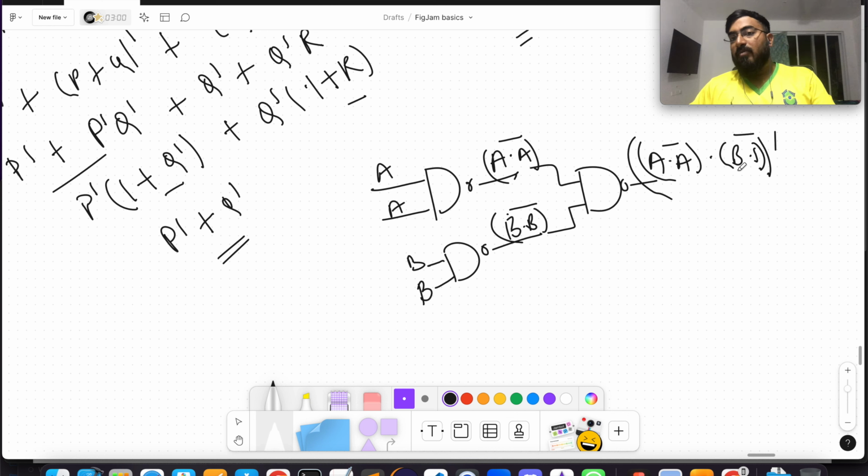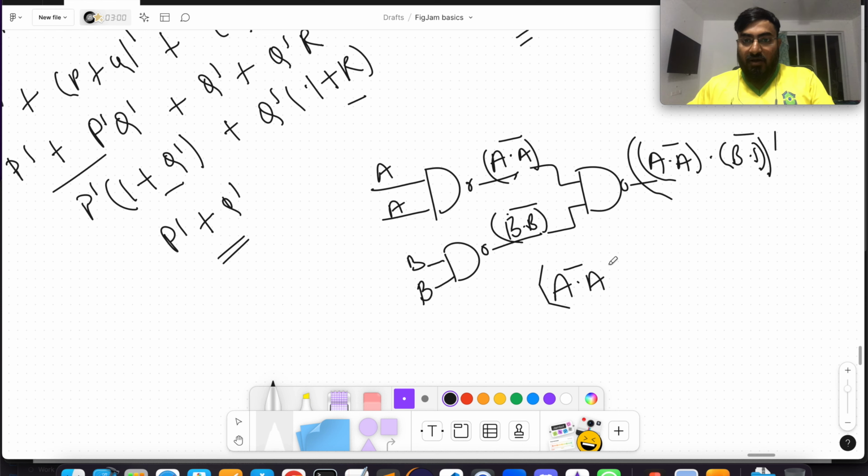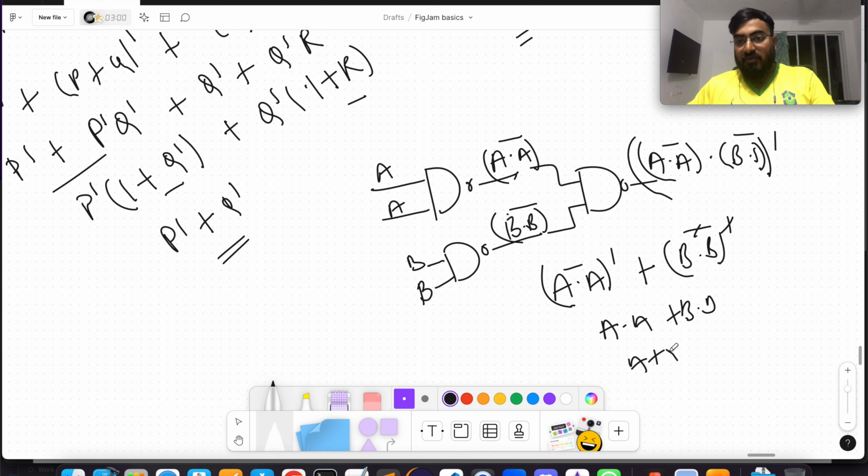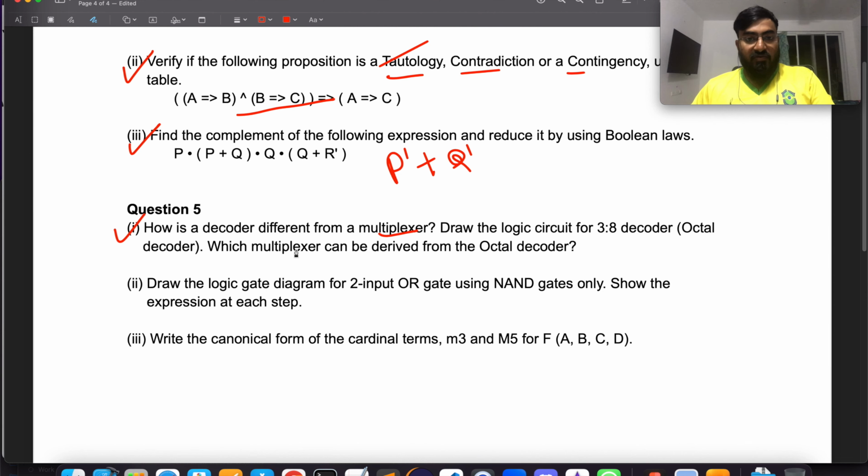So (A dot B) whole bar is, like P dot Q whole bar, P bar plus Q bar. So (A dot A) whole bar, plus (B dot B) whole bar, this is going to cancel. A dot A plus B dot B is going to give you A plus B. Alright, so this is your gate. Moving on, this is done.